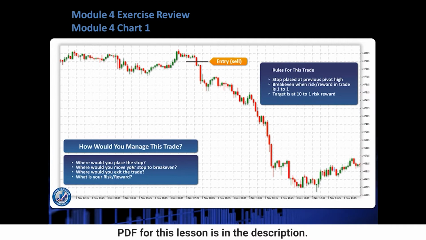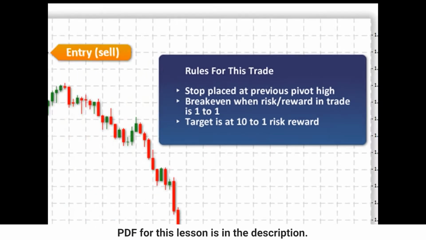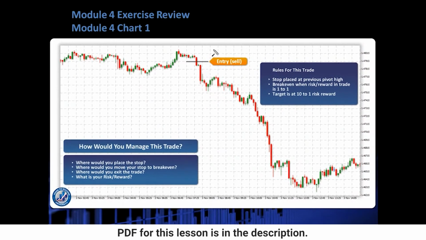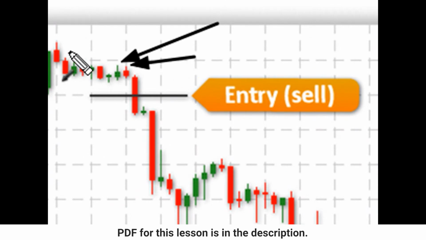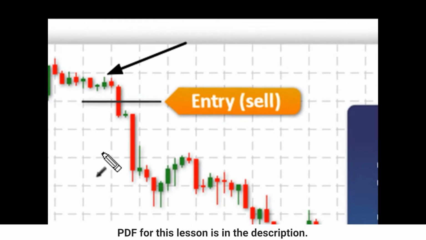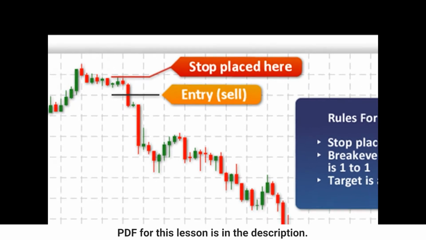So where are you going to be placing the stop? The stop needs to be placed at the previous pivot high. Looking at the chart, we can see that the previous pivot high was this pivot high right here. As you can see, to the right we have a lower high, and to the left we have a lower high. This pivot high is the most recent previous pivot high from the entry, and so that is where the stop is going to be placed.